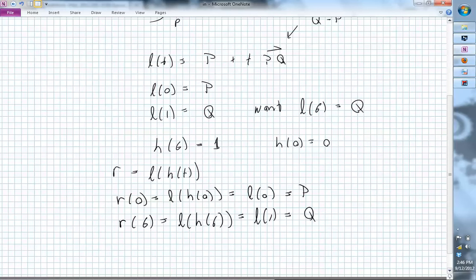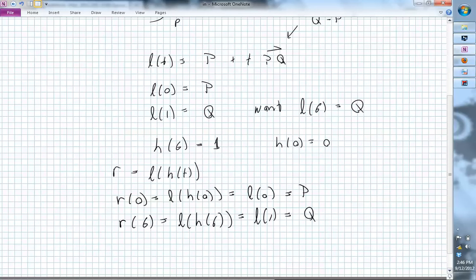So your goal is 2 pieces. You have to find a parameterization that behaves the way mine does, 0 to 1, P to Q. Then you have to find a helper function, H, that takes the inputs that WebWork is asking for and turns them into the inputs that you want, 0 and 1. Let's look a little more generally here.